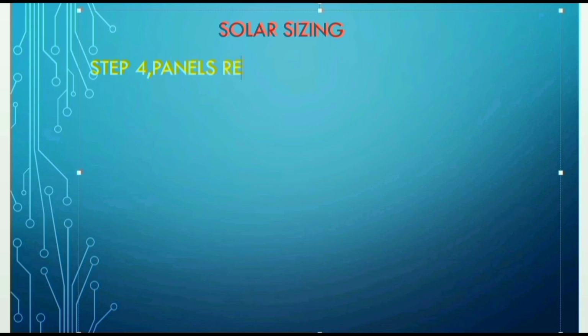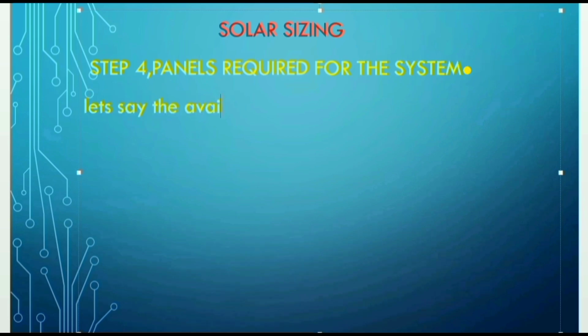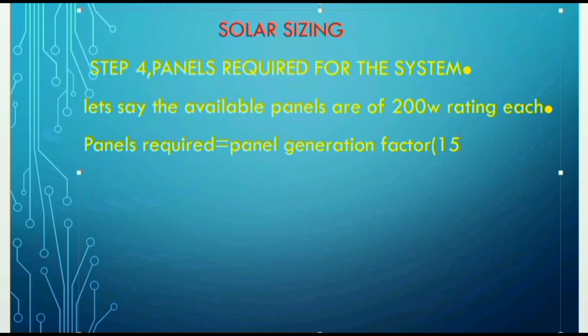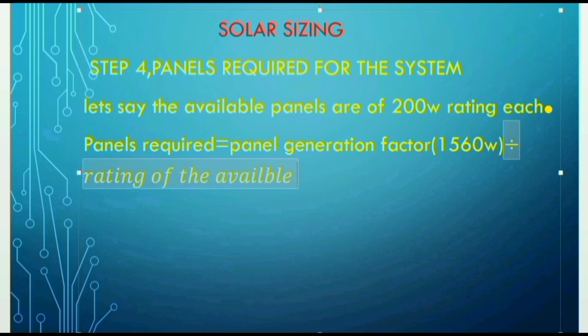Step 4, we look for panels required for our solar system. How many panels are required for our solar power system? Let's say the available solar panels in the market are of rating 200 watts. So panels required will be given by our panel generation factor, that is 1560 watts, divided by the available solar panels, which will be 200 watts.